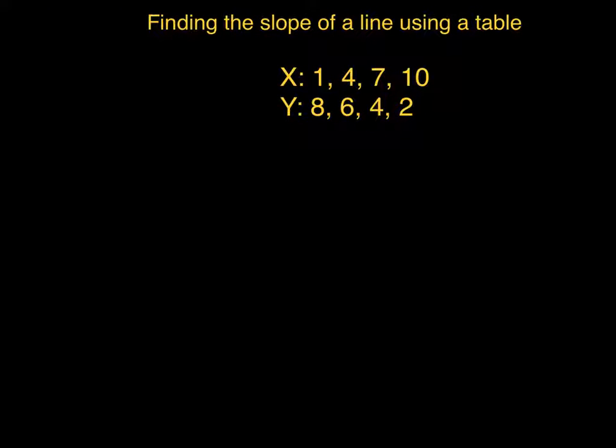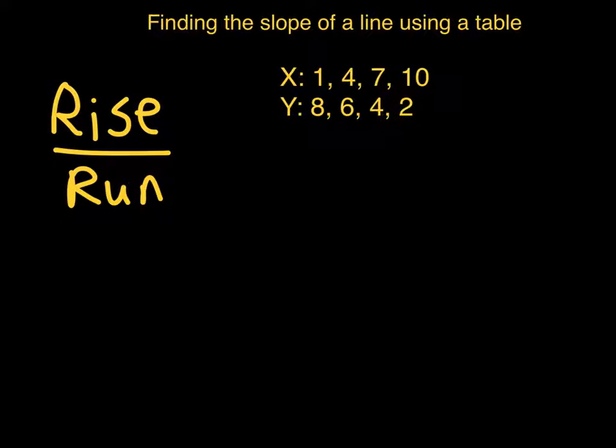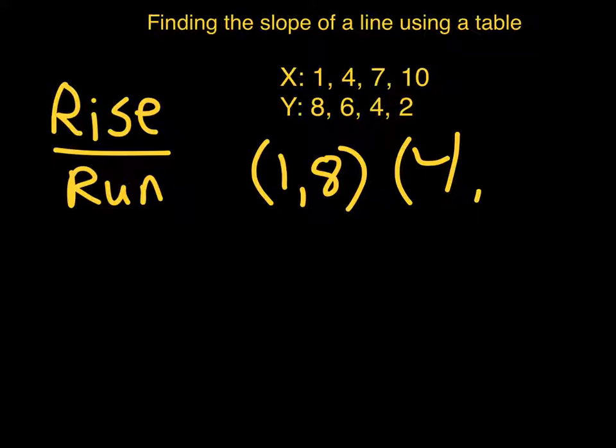Alright, let's say you're just given a table and you don't want to graph. Can you still find the slope of the line? Of course you can. It just takes a little bit of math. For this, we're still going to be doing rise over run. You're going to get sick of hearing that. But it's something that's common. So to do this without graphing, we're going to need to pick 2 different points. So I'm going to pick 2 points. I don't know, I'll pick 1, 8, and I'll pick 4, 6.